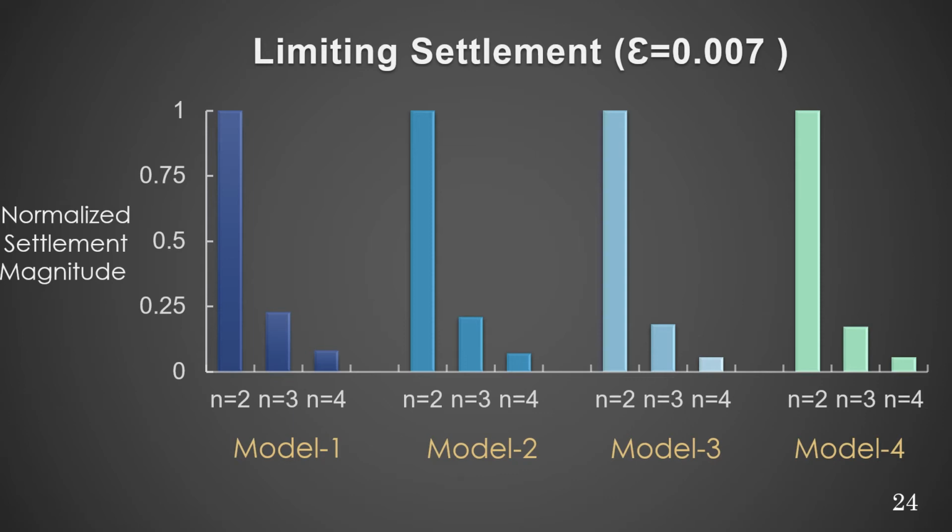Based on this plot, we can clearly see the difference between the limiting values for different harmonic components. There's a huge change between n equal to 2 limiting value compared to n equal to 3 and n equal to 4, irrespective of what tank model we are looking at. Therefore, it's important that we consider the differentiation between the effect of different harmonic components.